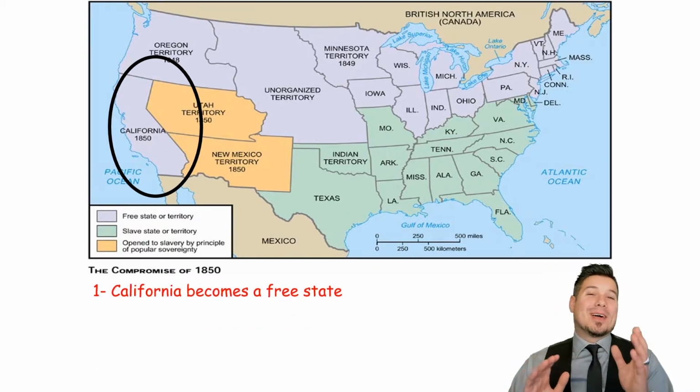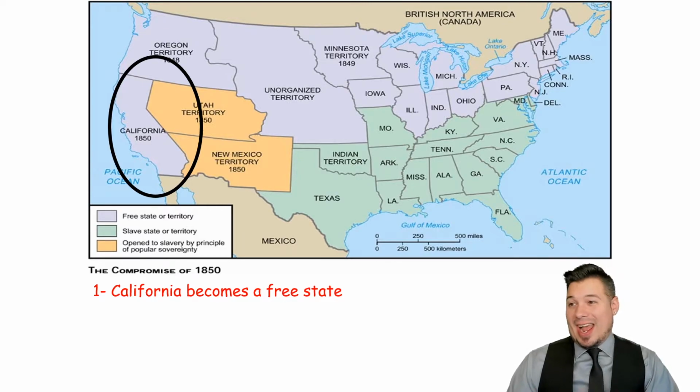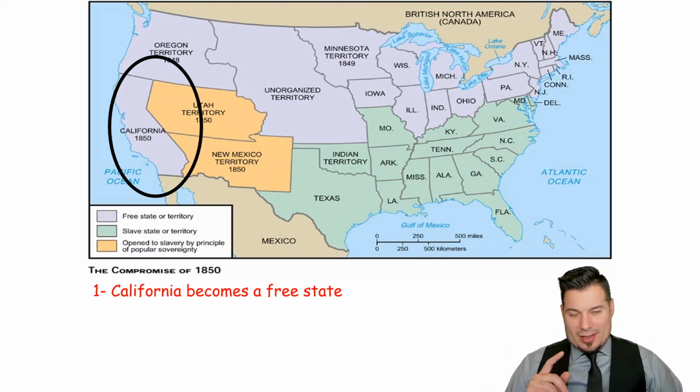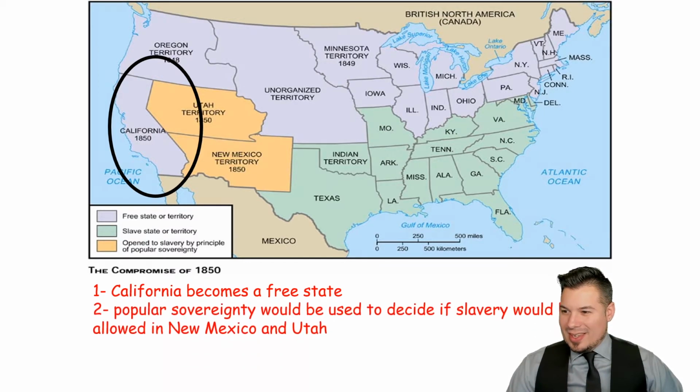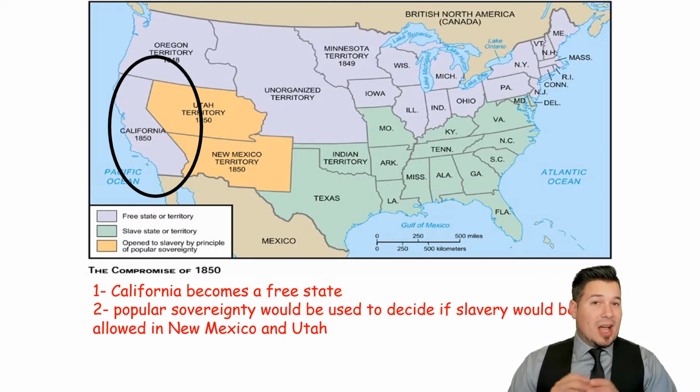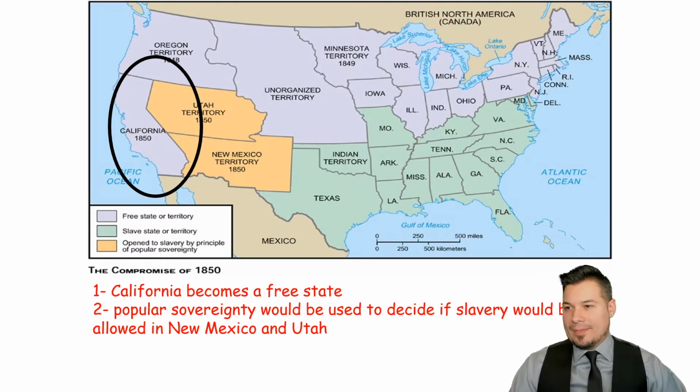So California becomes a free state. It has to become a free state because you're going to have to keep that equilibrium, right? Although that doesn't exactly happen. Instead, something new called popular sovereignty, which allows the people to decide whether or not slavery would exist in these new territories of New Mexico and Utah.